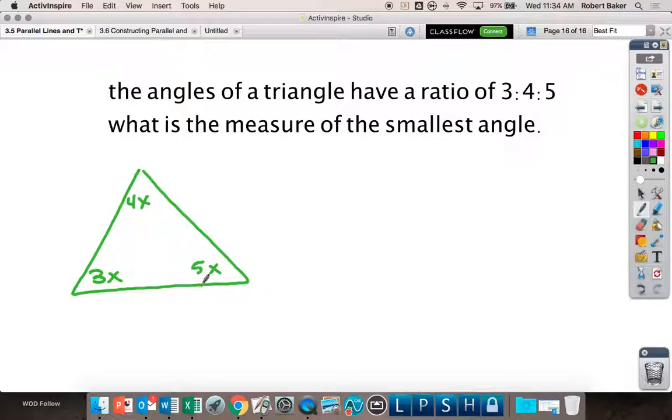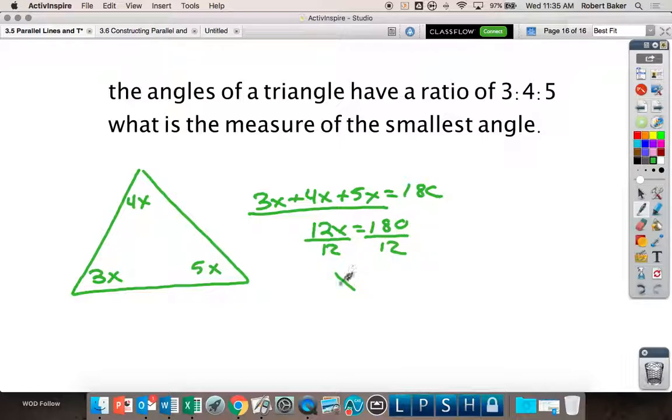12x. No, 180, because they're angle measurements. And yes, you're right, 3x plus 4x plus 5x equals 180, and after you combine like terms, you get 12x. Divide both sides by 12, x equals 15.